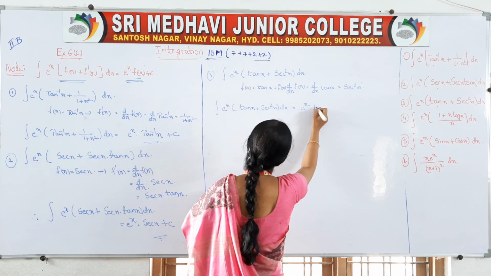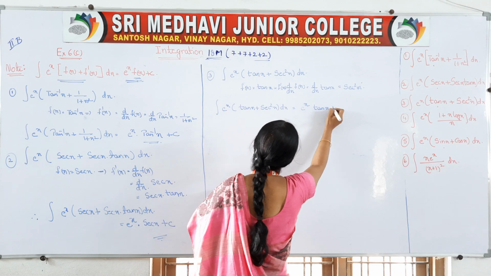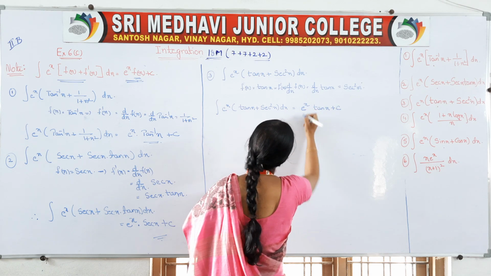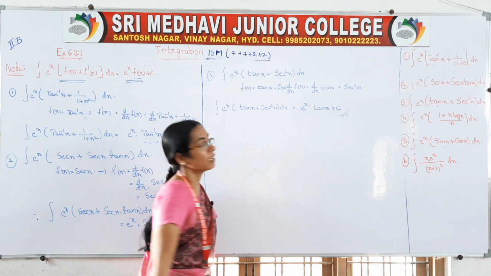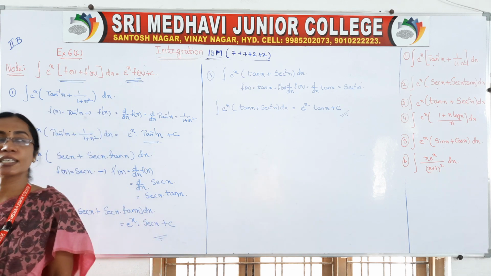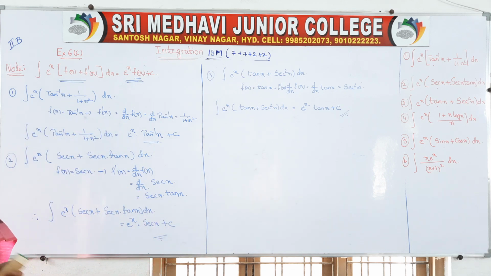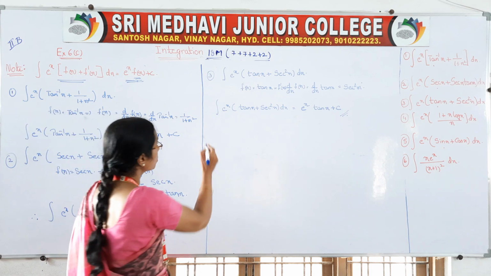What is f(x)? It is tan x plus c, right? So that is the answer. e^x tan x plus c is the answer for the third question. Okay, now go to the fourth question.